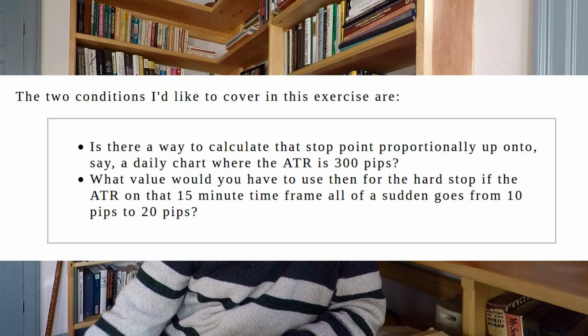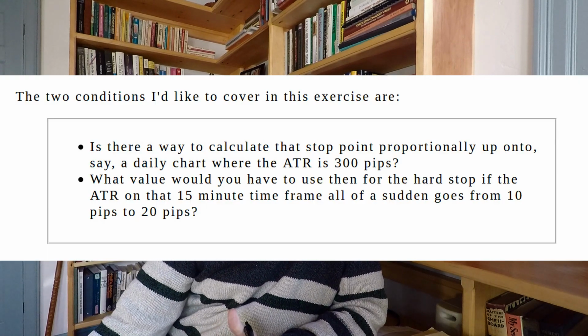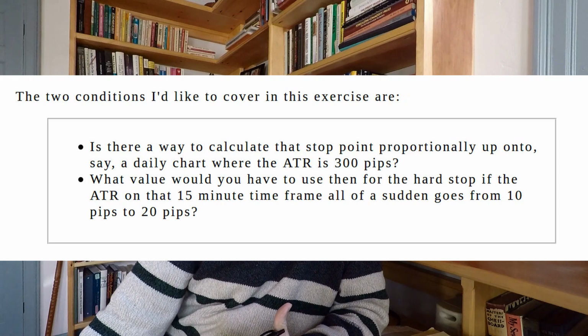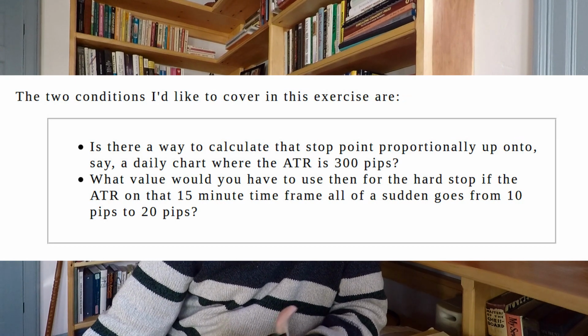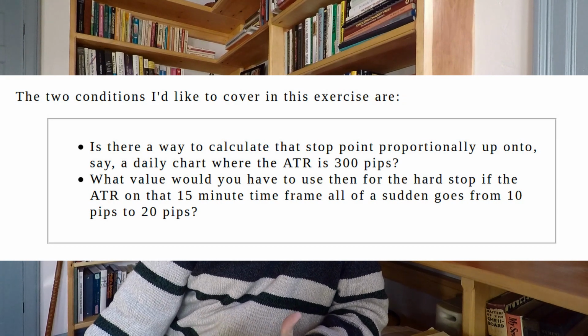So we're looking at proportionally adjusting that 8-pip stop on a 10-pip ATR time frame to a weekly chart, say, or a daily chart that has a 300-pip ATR. And then another question would be, what kind of value would you have to use if the ATR on that 15-minute time frame all of a sudden goes from 10 pips to 20 pips? I mean, what would that look like? So we'll get in and chat about that in a little more detail in just a second.